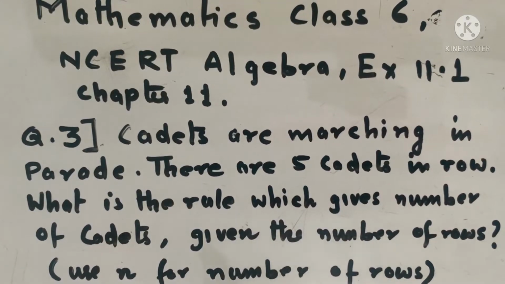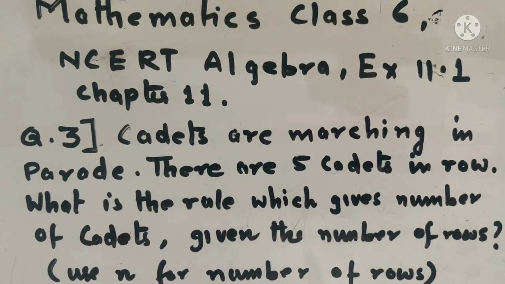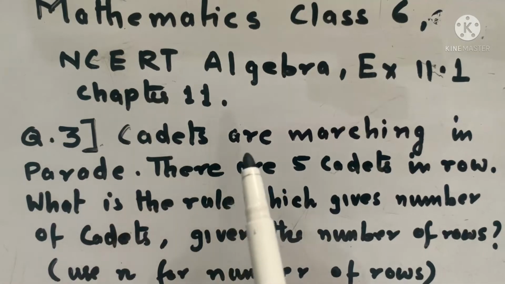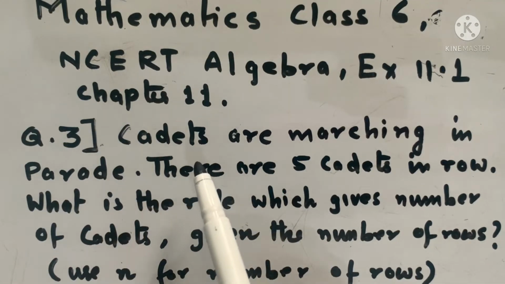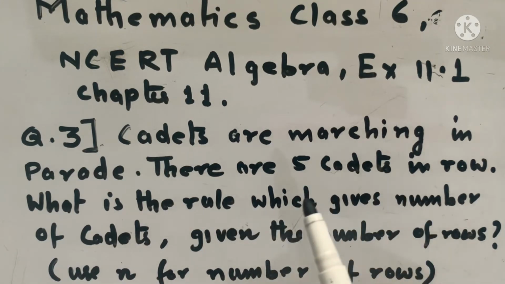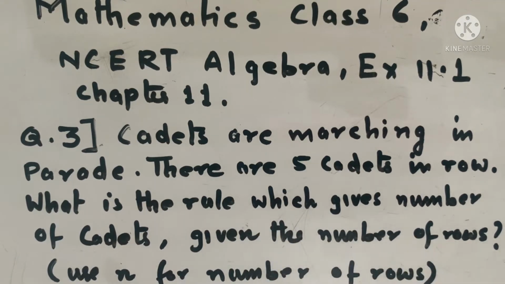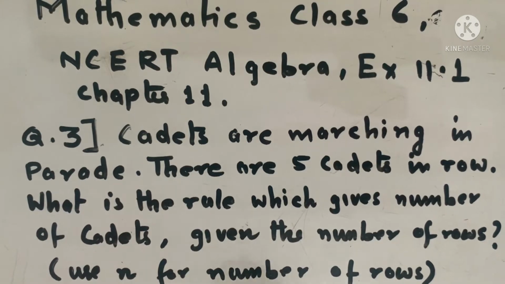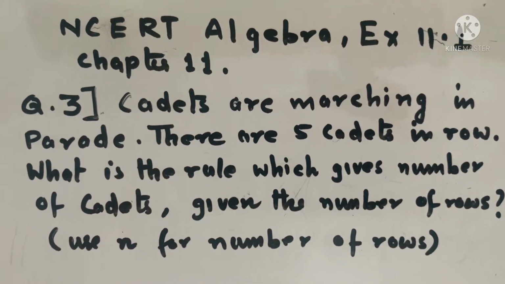Friends, today we are going to solve exercise 11.1, chapter 11, Algebra, Mathematics, Class 6. Question number 3 is given. Cadets are marching in a parade. There are 5 cadets in a row. What is the rule which gives the number of cadets? Given the number of rows, use n for the number of rows. Now we will solve this.